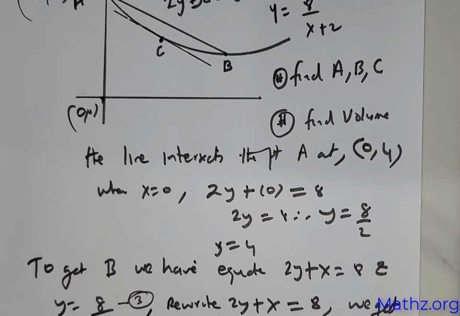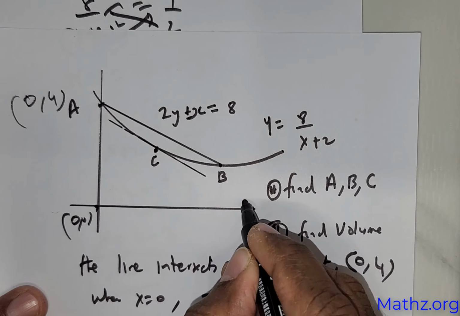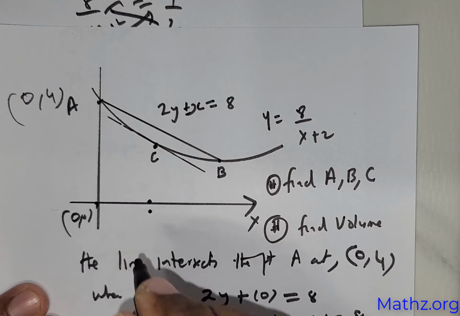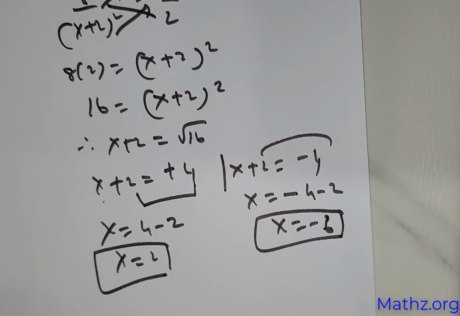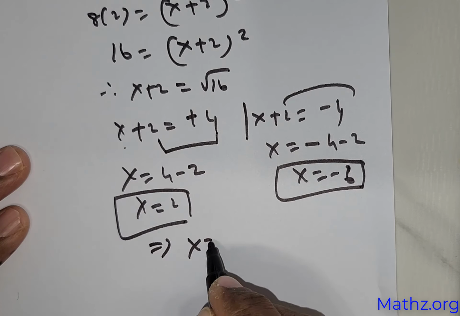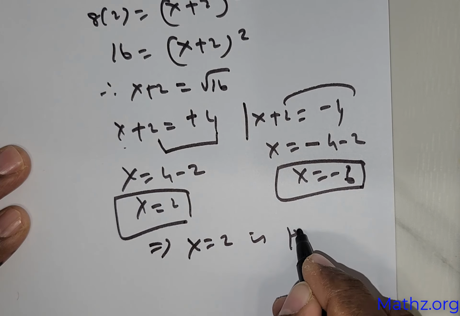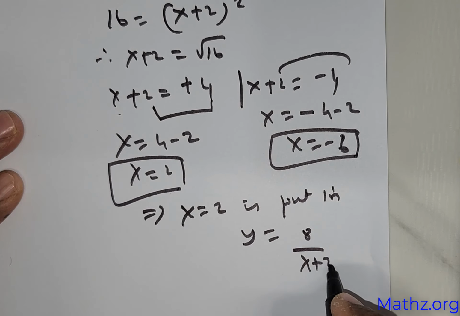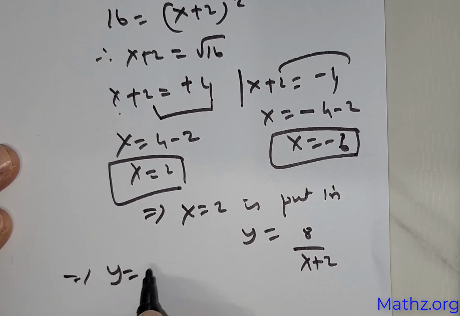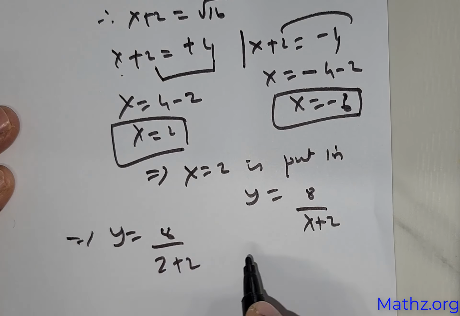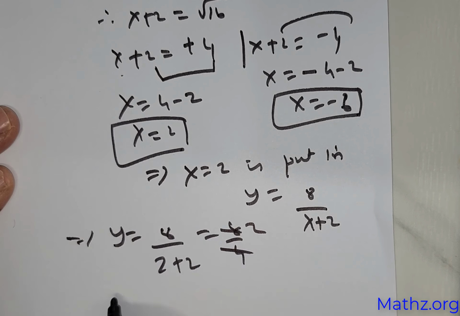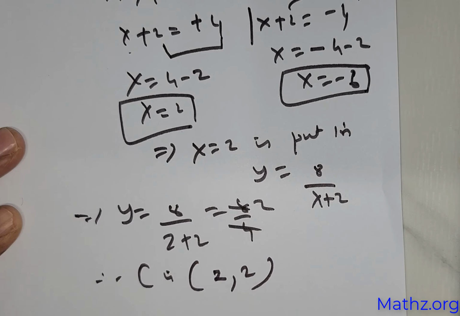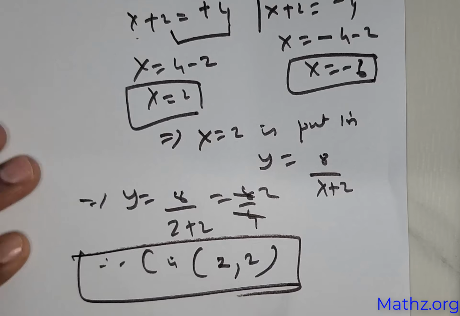But you see the graph is actually on the positive side. If I take this as the x-axis, this is on the positive side. So x will be equal to 2. So we take x is equal to 2. This means x is equal to 2 is put in y is equal to 8 over (x + 2), because that's a curve. So this in turn would give me y is equal to 8 over (2 + 2), 8 over 4, which means 2. So therefore C is (2, 2), right? So that's how you get the coordinates.